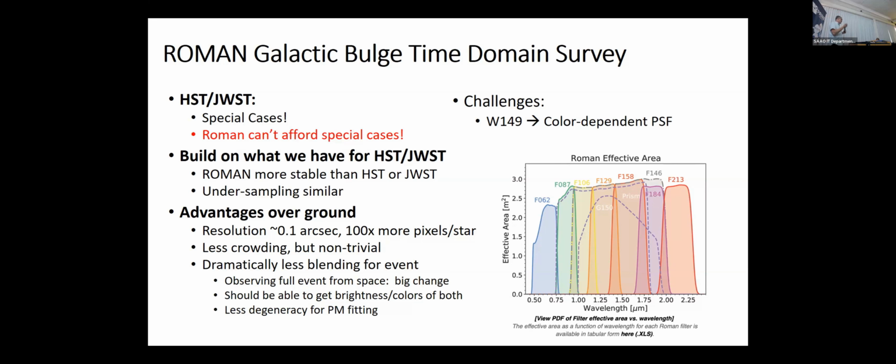It has some jitter, but that's a lot easier to model than thermal variations. And so obviously there are advantages over the ground. When you look at lensing events, you have 100 times more pixels per star, so it's much easier to tell the difference between stars that are close. And when you can do that during the event itself, you have a huge advantage because you can just see the light in the event. You're not worrying very much about nearby stars contaminating that.